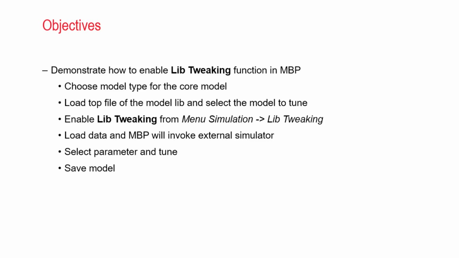First, choose model type for the core model. Then, load the top file of the model library and select the model to train. We will enable Lib Tweaking from menu Simulation, then Lib Tweaking. Next, we can load data, and MBP will invoke external simulator. Then we can select parameter and train. At last, we can save model.